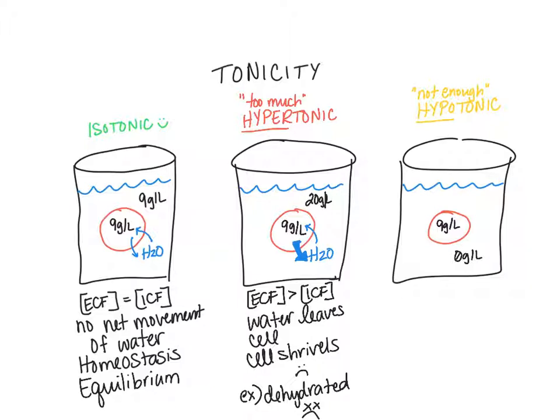So remember that we've got water that's going in and out of the cell. But now the more concentrated area is inside the cell. So what we end up with is water moving into the cell in order to try and dilute the more concentrated area. So in hypotonic, the extracellular fluid is less concentrated than the intracellular fluid. Water is going to enter the cell.